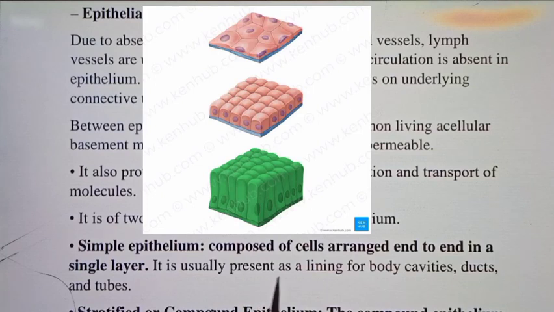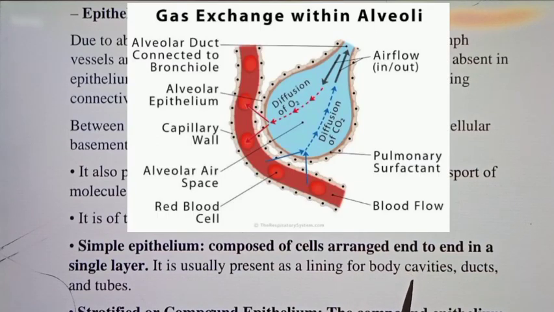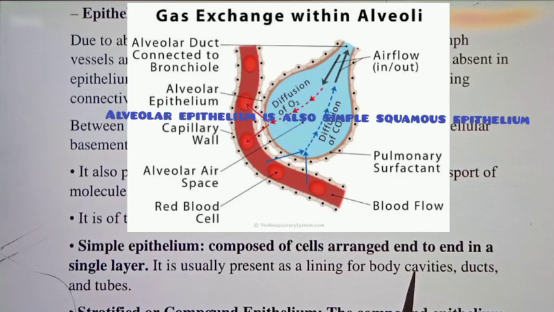It is usually present as a lining for body cavities, ducts and tubes. For example, around the alveoli, that means the walls of the alveoli are made up of simple squamous epithelium. Meanwhile, the capillaries are also made up of a single layer of epithelial tissue.